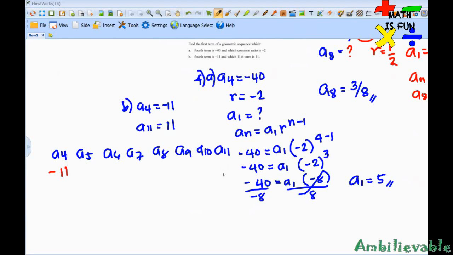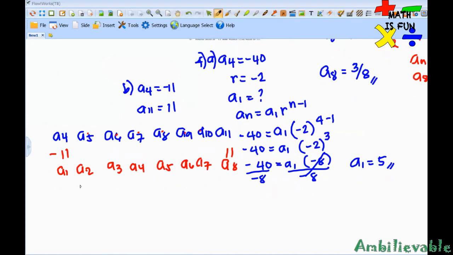Also, this is the 11th number. So a sub 1 is our first number, right? So let us assume that this is a sub 1: A1, A2, A3, A4, A5, A6, A7, A8. So you move 3 backwards, right? 1, 2, 3, 4, 5, 6. Okay. So let us get first our common ratio.